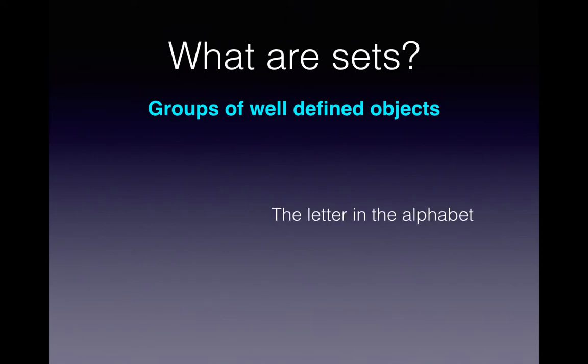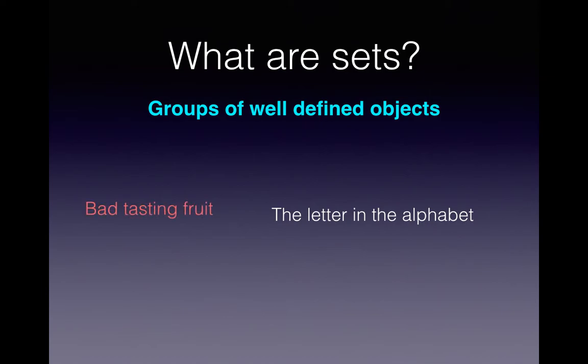So the letters in the alphabet. Well, can you list all the letters in the alphabet? And can the guy down the road list all the letters in the alphabet? And the answer is yes. So in Ireland or in England, then you could say that the letters in the alphabet form a group of well-defined objects, so they will be considered a set.